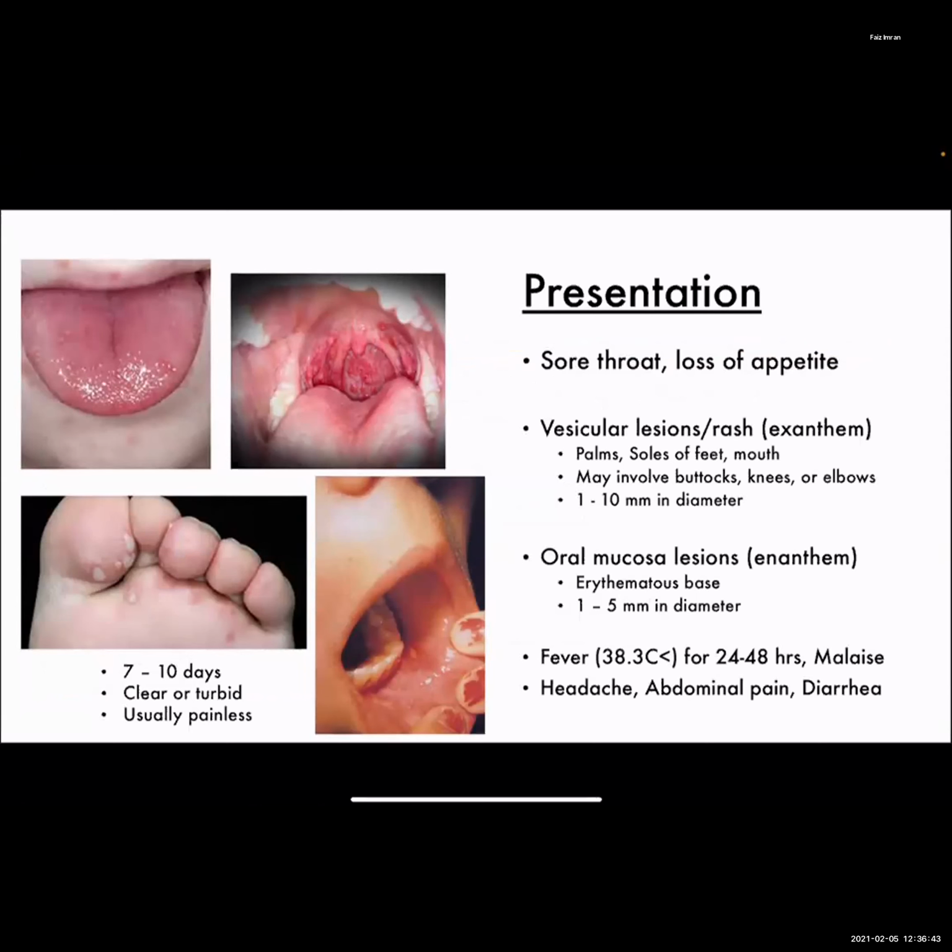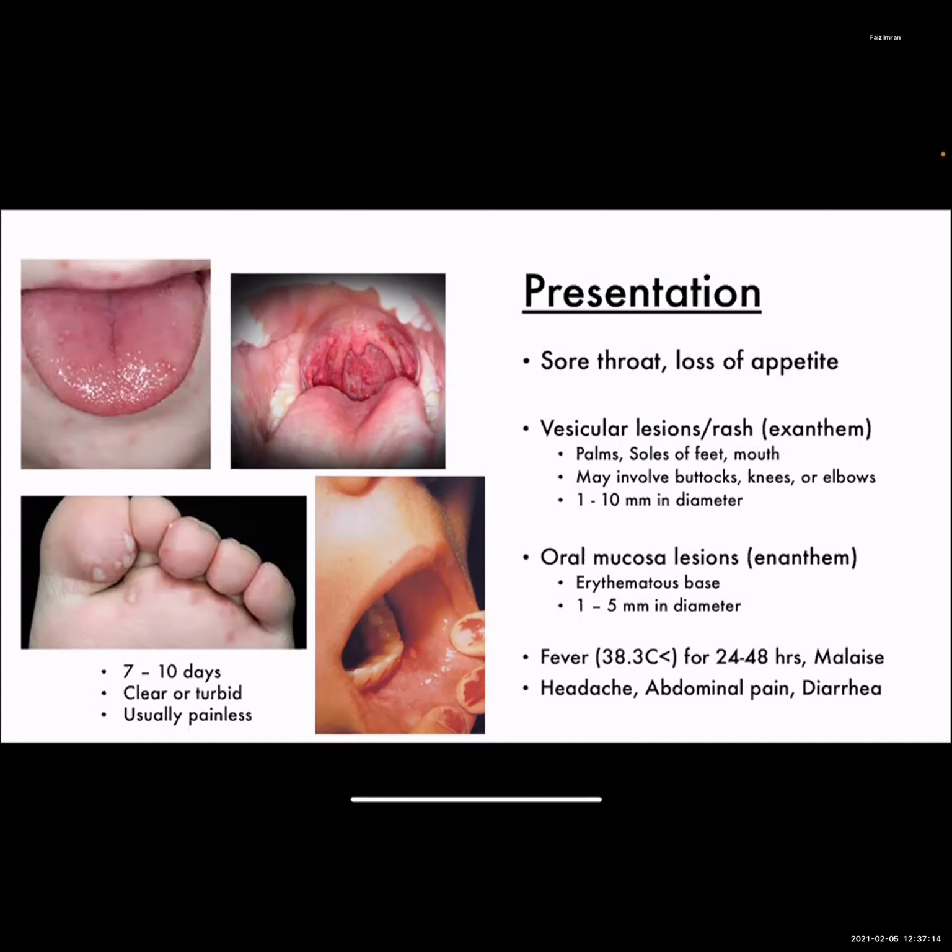Now for presentation, usually the child will come with lesions, but mostly there's also sore throat and loss of appetite, because it's painful when they are eating. When there is a sore throat, you'd usually find that children who can't speak yet won't eat much, and children who can speak will tell you that the process of eating is quite painful.